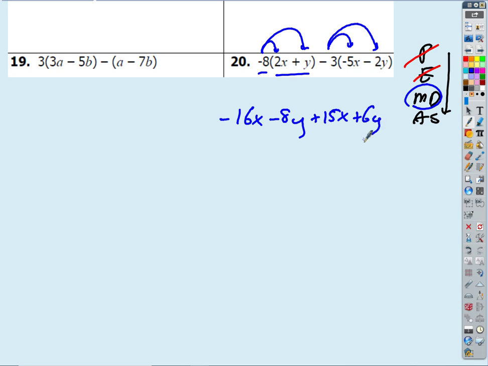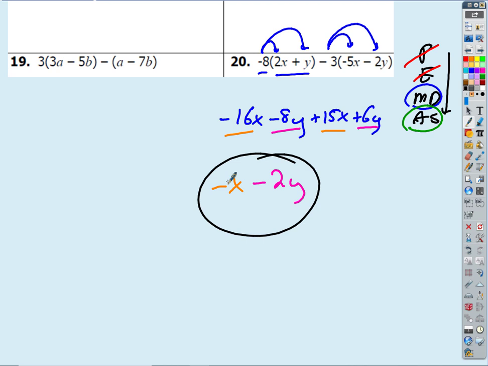And then finally, we get down to the last step, which is just add and subtract, and that's simple. Right now that I've got these nice clean variables, it's really easy to see which terms go with which terms. Negative 16x plus 15x is what? Negative x. Negative 8y plus positive 6y is? And there's my answer. Right? Make sense? Okay?